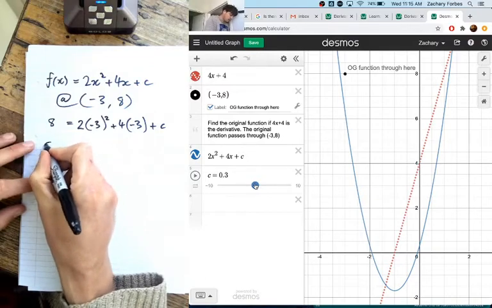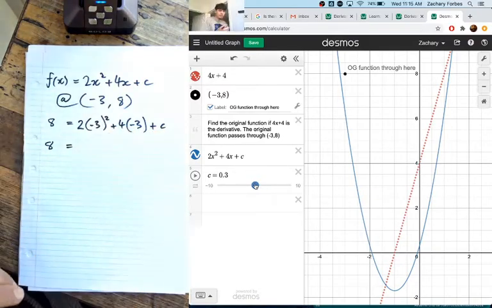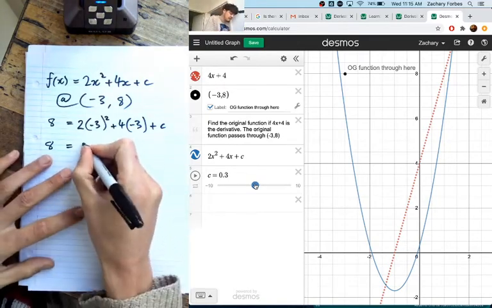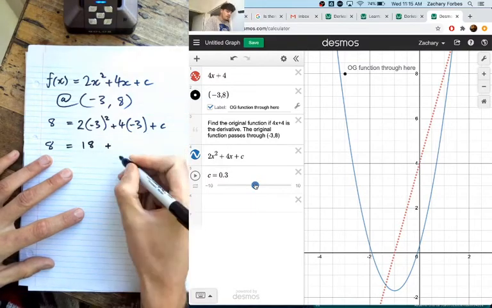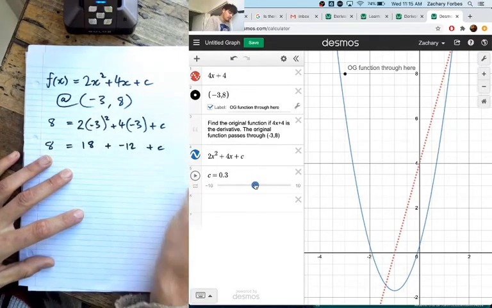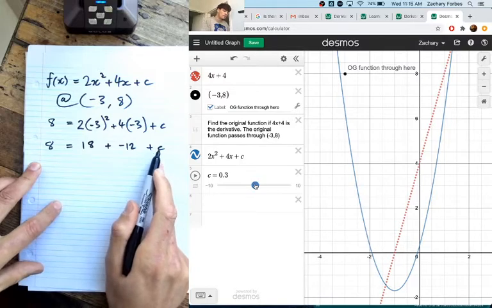I like to keep things tidy when I can. -3 squared, -3 times -3 is 9. So 2 times 9 is 18. 18 plus 4 times -3 is -12. Whoopsies, I should have put a minus there. Oh well. Plus c. We're going to keep c on the right because it's already positive.